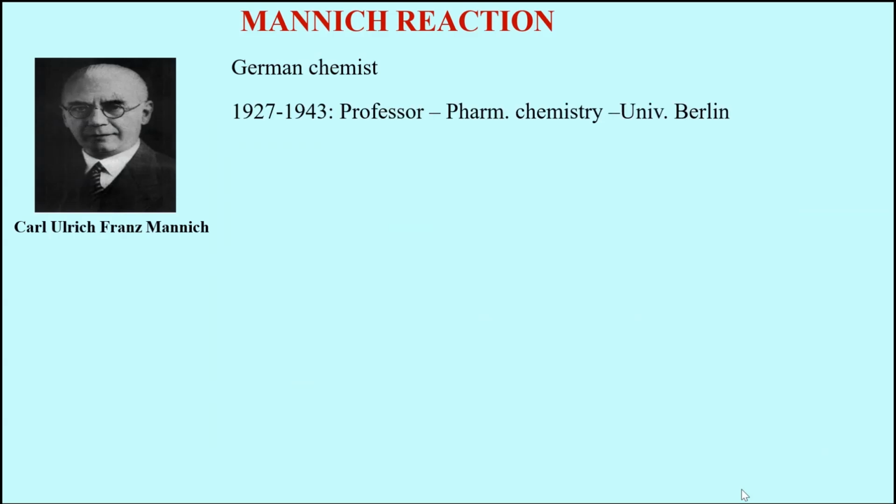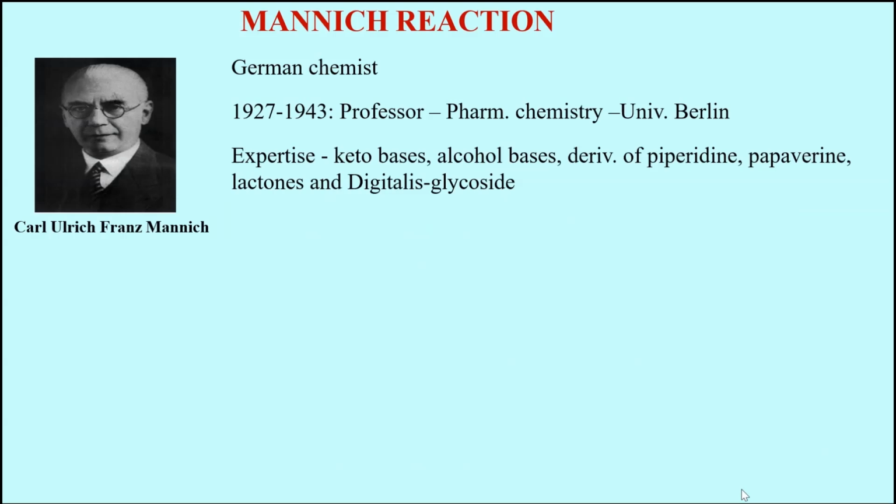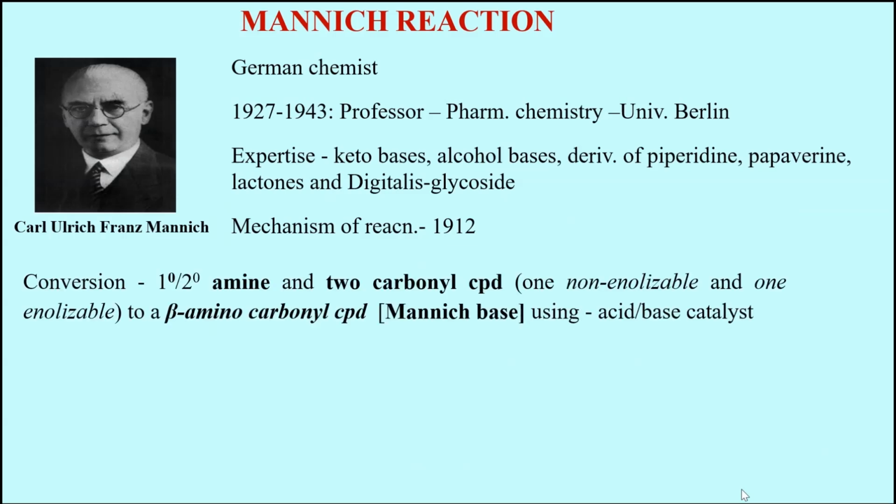He was a professor in pharmaceutical chemistry at the University of Berlin, and his expertise was in the preparation of keto bases, alcoholic bases, and various derivatives of piperidines, papaverine, lactones, and also worked on digitalis glycosides preparation. He gave this reaction, which is named after him as Mannich reaction, and he established the mechanism of the reaction in the year 1912. Owing to his contribution, this reaction is named after him.